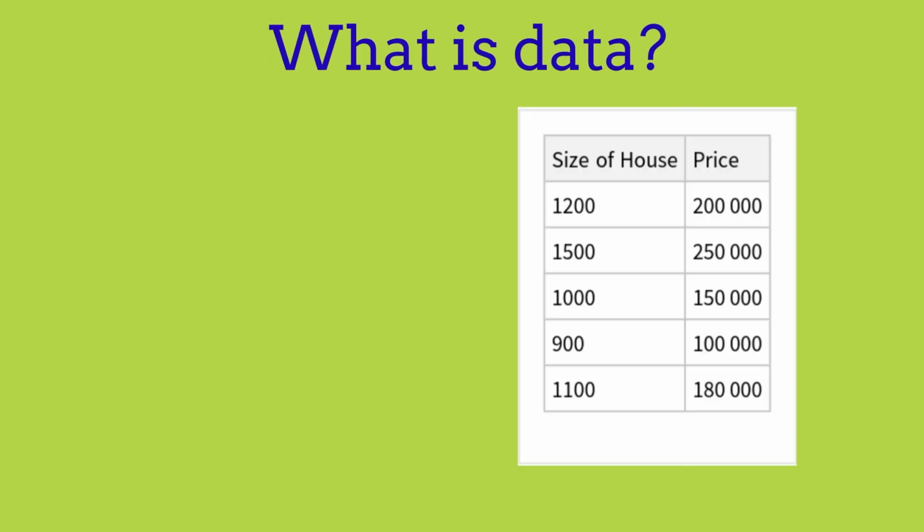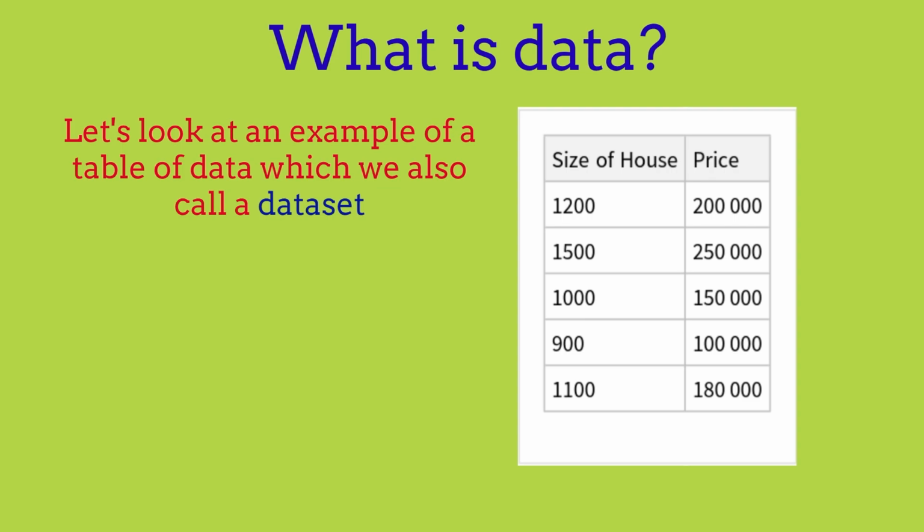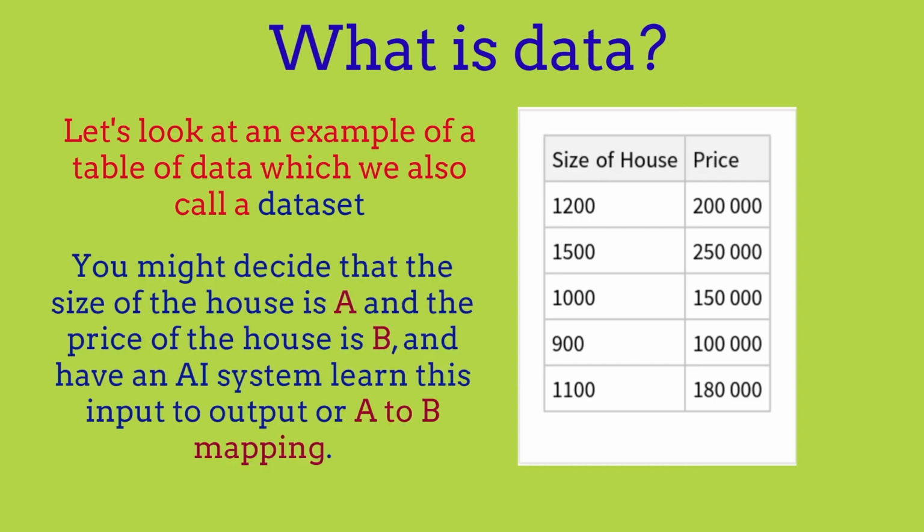So first of all, what is data? Let's look at an example of table data, which we can also call a dataset. If we look at our right here, you can see a picture that contains a table of data, or a dataset, and inside of the left column, there's the size of the house, and in the right column, the price of the house. And you might decide that the size of the house is A, and the price of the house is B, and have an AI system learn this input to output, or A to B mapping.